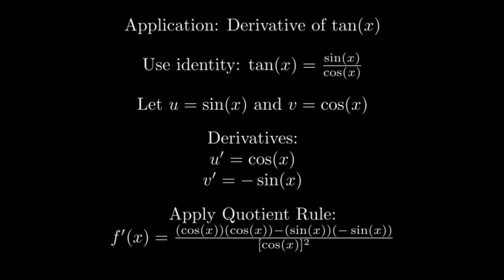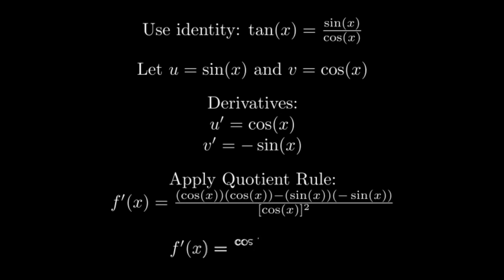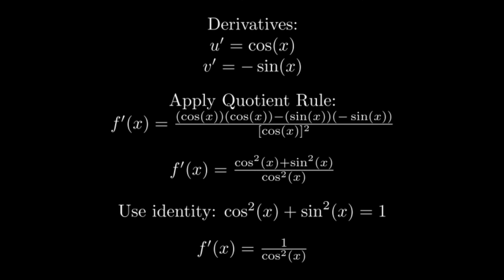Substituting gives us cosine x times cosine x minus sine x times negative sine x, all divided by cosine squared x. Let's simplify the numerator. Cosine times cosine is cosine squared. The two negatives in the second term make a positive, giving us plus sine squared x. So the numerator is cosine squared x plus sine squared x. This numerator should look very familiar. It's the fundamental Pythagorean identity in trigonometry. We know that cosine squared x plus sine squared x is always equal to 1. So our derivative simplifies to 1 over cosine squared x.